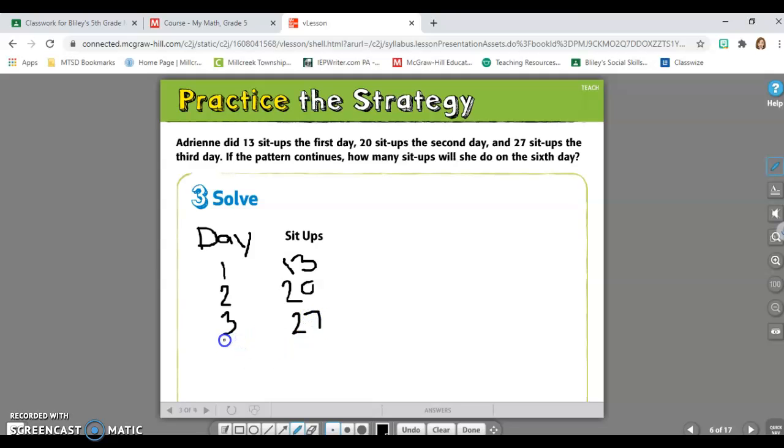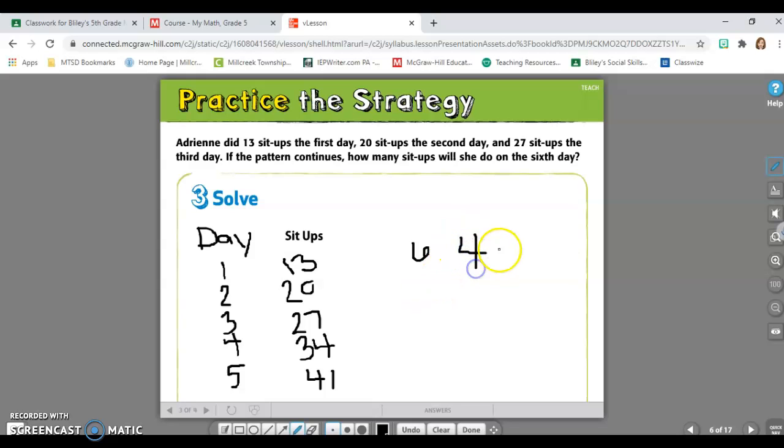So the fourth day, if we add 7 to 27, that would give us 34. Day 5, we need to add 7 more to 34. 34 plus 7 gives me 41. And then I'm going to move us over here because I ran out of room. Day 6, we have 41 plus 7 more gives me 48.